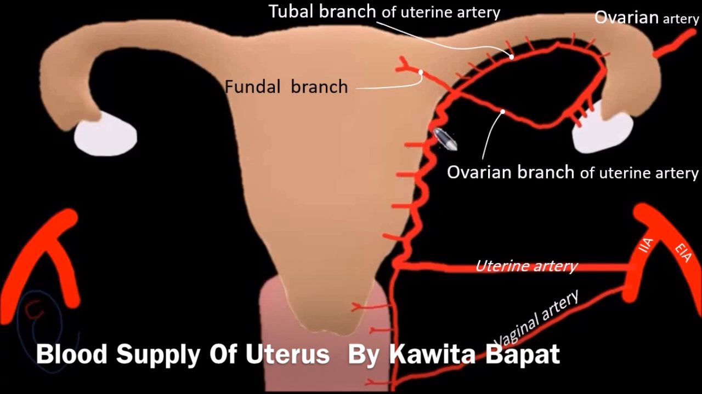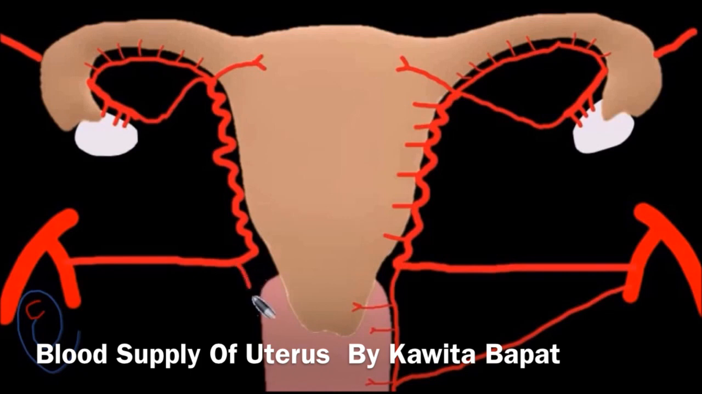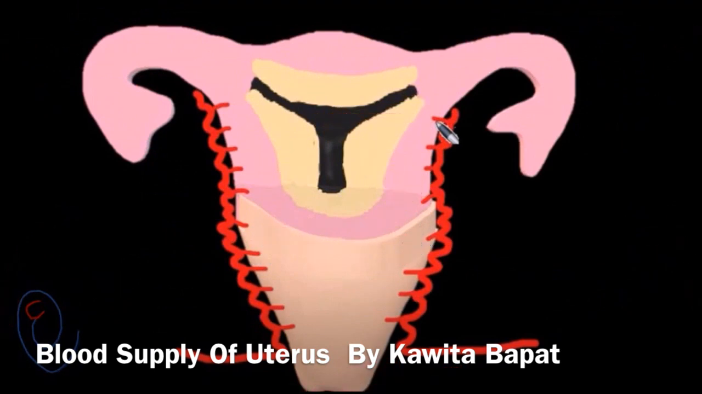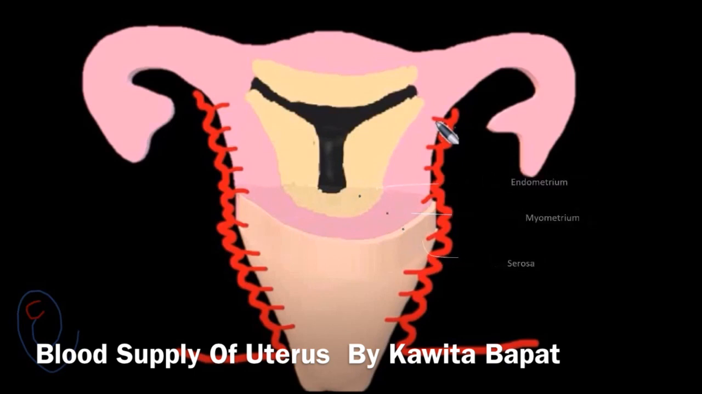From the uterine artery there are a few branches which go directly inside the uterus, and it is a similar pattern on the other side of the uterus also. Now there is a cut section of the uterus to explain the details of the internal supply of the uterus, that is the serosa, myometrium and endometrium.